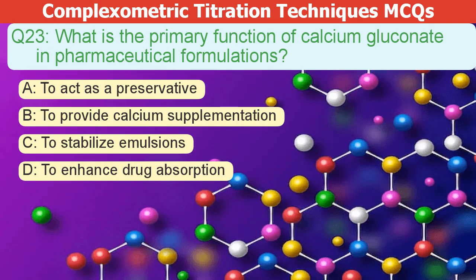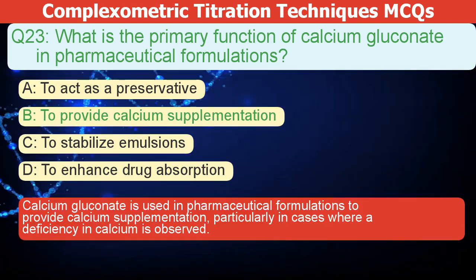What is the primary function of calcium gluconate in pharmaceutical formulations? A. To act as a preservative. B. To provide calcium supplementation. C. To stabilize emulsions. D. To enhance drug absorption.